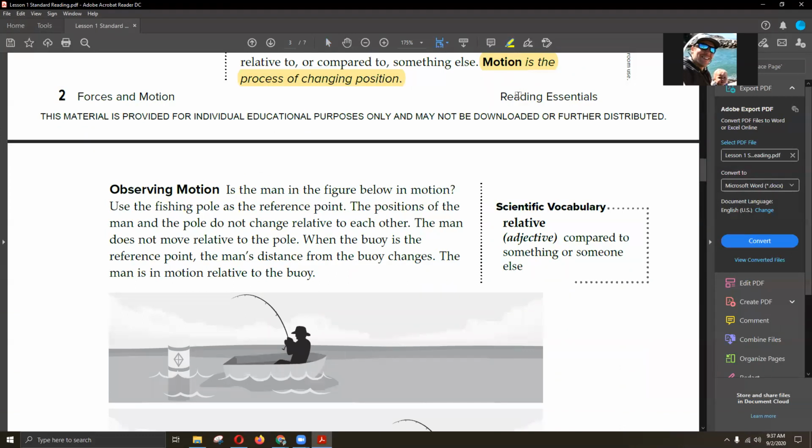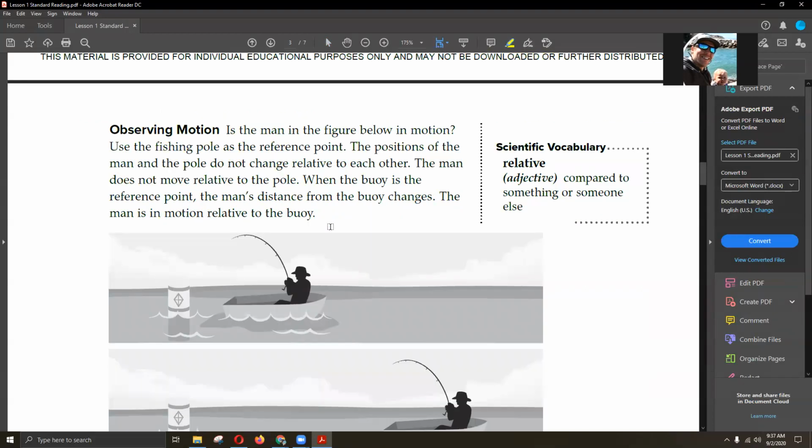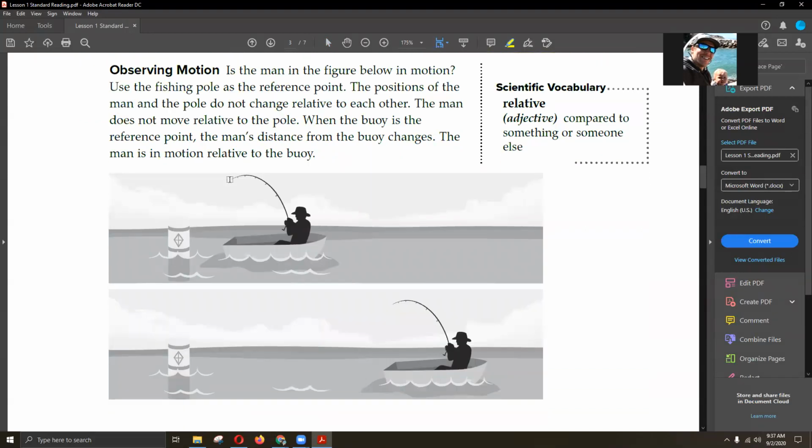Is the man in the figure below in motion? So let's look at these two pictures and try to determine if this man is in motion between image 1 and image 2. Let's use the fishing pole as a reference point.